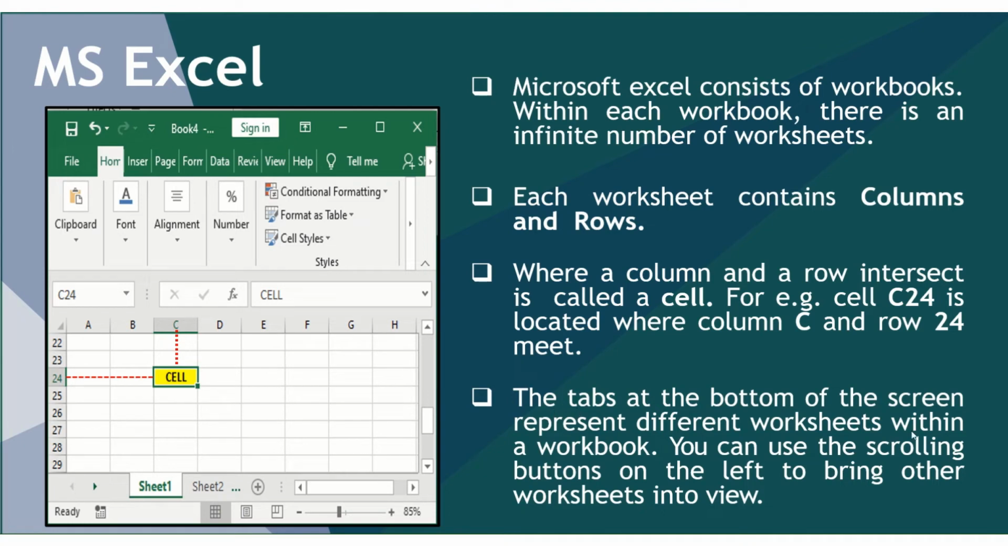So the tabs at the bottom of the screen represent different worksheets within a workbook. So you can use the scrolling buttons on the left to bring other worksheets into view. So this is, kanina yung pinakita ko, the scrolling button for the worksheet. So you can select these buttons to hover from one worksheet to another, or to view all the other worksheets.